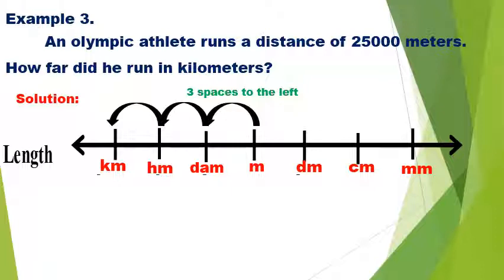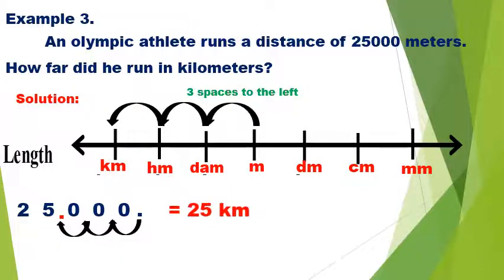So, by using that for our given measurement, which is 25,000 meters, we need to move also our decimal point by 3 places going to the left. So to do that, we have 1, 2, and 3. So our answer would become 25 kilometers.